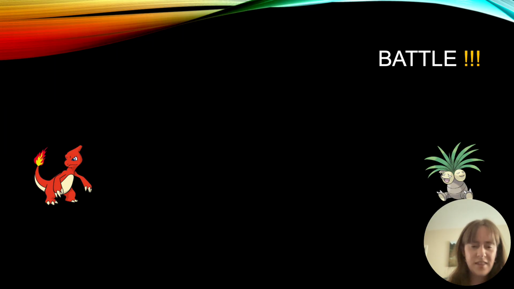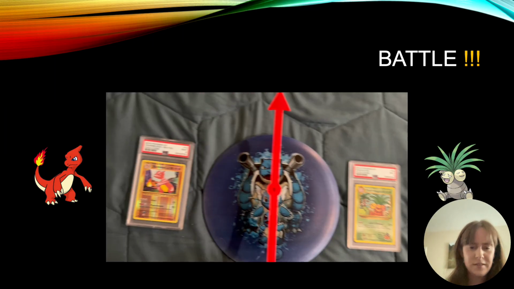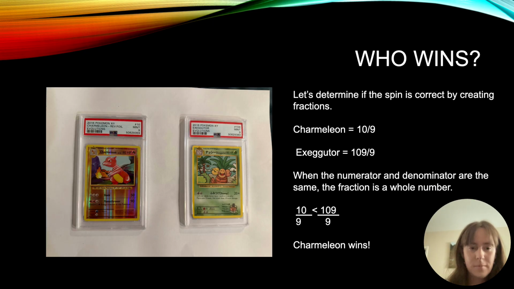Come on. Okay, it thinks Eglator is gonna win. Whoa. Went a little too fast. Is the denominator the same? Yes. It is 9. The number on top, which one's bigger, 10 or 109? 109, exactly. So 10 over 9 is less than 109 over 9, so Charmeleon wins.